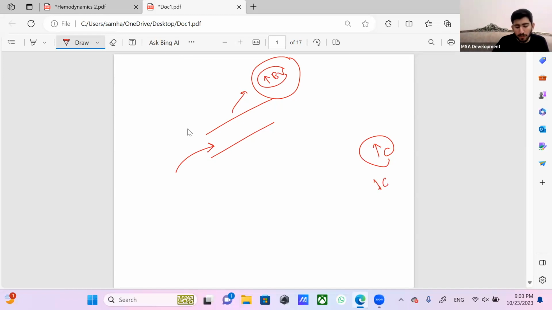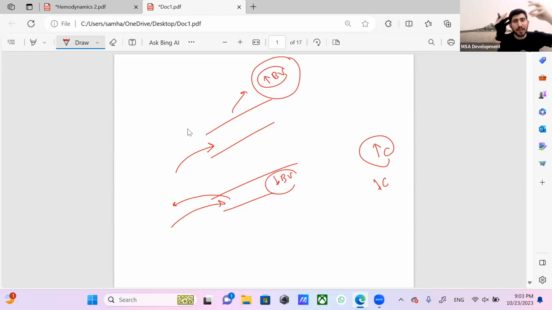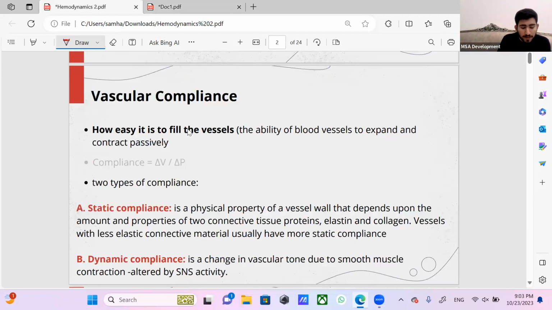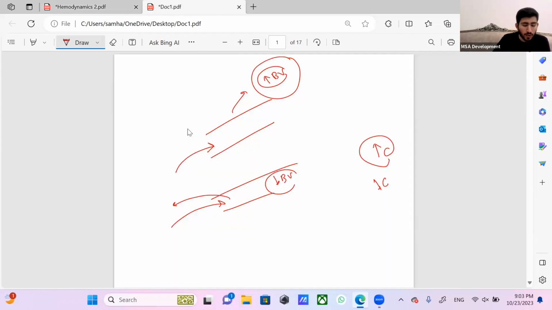However, if it has a low compliance, then even if we put blood in it, it will be stiff and it will not expand. And so this blood will come back, and we will have a very low blood volume. So compliance is how easy it is for the blood vessels to expand and contain more blood. Vascular compliance is how easy it is to fill a blood vessel, because it's related to how much the blood vessels will expand. Or in a scientific way, it's the ability of a blood vessel to expand and contract passively. And so for the last time, compliance is how easy it is for a blood vessel to expand and contain more blood, or how easy it is to fill this blood vessel with blood.